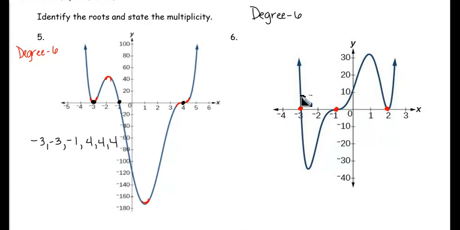At -3, it crosses like a line. So that means I only have that root 1 time. At -1, we have a wiggle, which means it occurs 3 times. And at 2, we have a parabola. It bounces, which means it occurs twice. I total it up, 1, 2, 3, 4, 5, 6 answers, and I have a degree of 6. So I'm done.